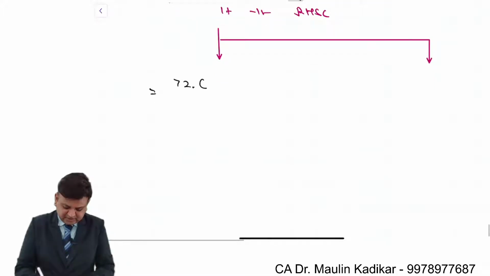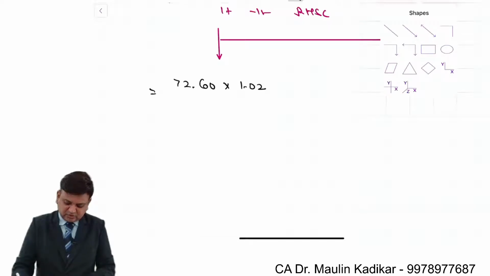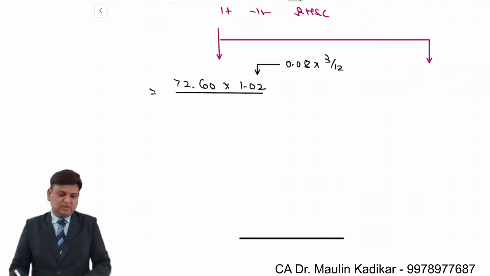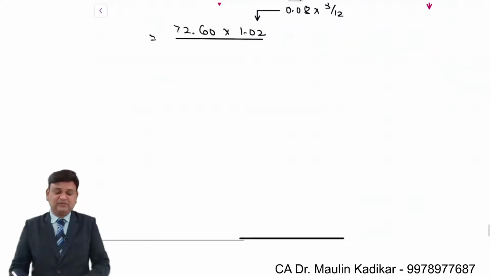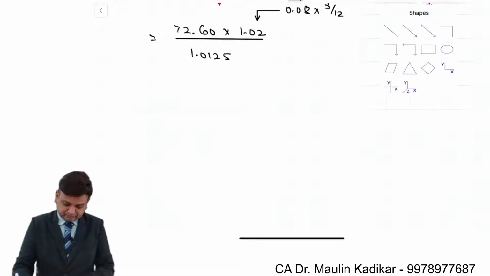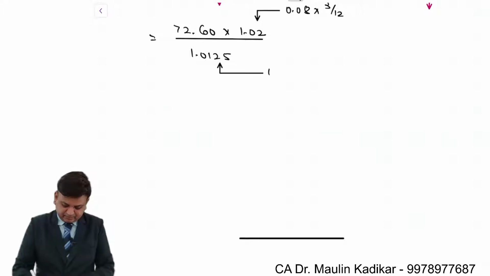So 72.60 into 1.02. Why 1.02? Because 8% is the rate of interest for the entire year. So for 3 months it will be 2%. Divided by rate of interest for pound currency is 5%, so it is 1.0125. So over here, 0.05 into 3 divided by 12.